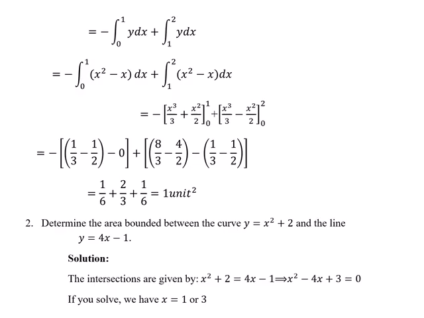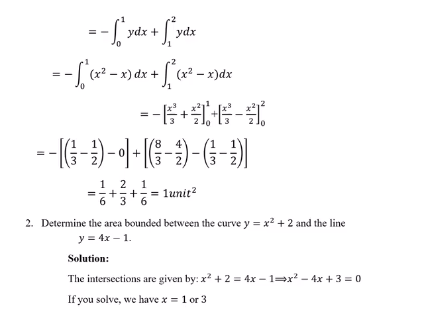So that is why we have minus integral s square minus s from 0 to 1 plus integral s square minus s from 1 to 2. Now we evaluate: we integrate and substitute the intervals given, from 0 to 1 and from 1 to 2. Substituting back to the integral values, we get the answer as 1. Then put the unit, which is unit square.